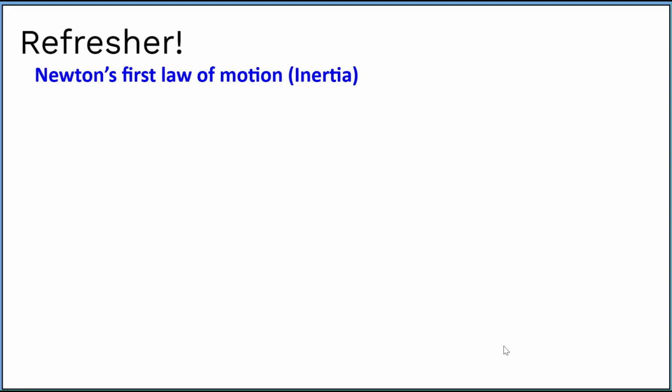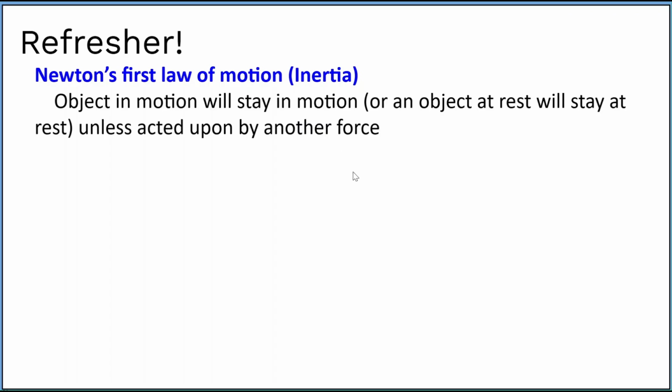All right, quick refresher because you're going to have a check for understanding very shortly. Newton's first law of motion is inertia. So this word is inertia, spelled I-N-E-R-T-I-A. That is Newton's law that says that an object in motion will stay in motion, or an object at rest will stay at rest unless acted upon by another force. So it's resisting change. It just wants to keep doing what it's doing.